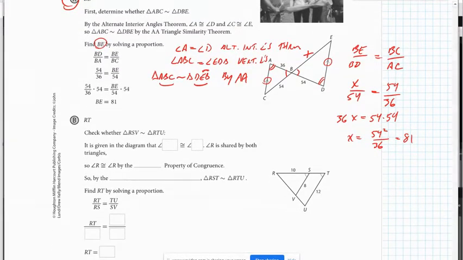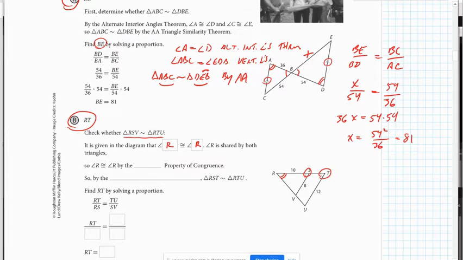Okay, for problem B, we're trying to find RT. First, we need to show that these two figures are similar. And so these angles are already marked. And then R is an angle that's in both triangles. Okay, it's in the small triangle and the big triangle. And so we can say in the given diagram, angle R is congruent to angle R. R is shared by both triangles.